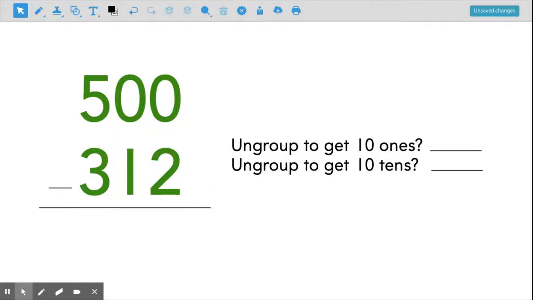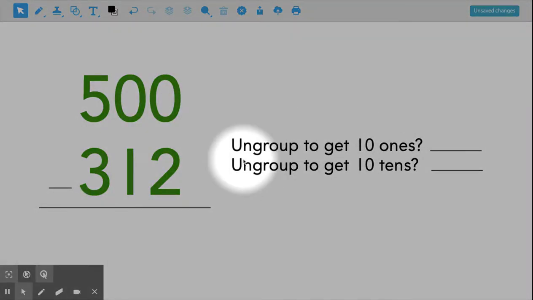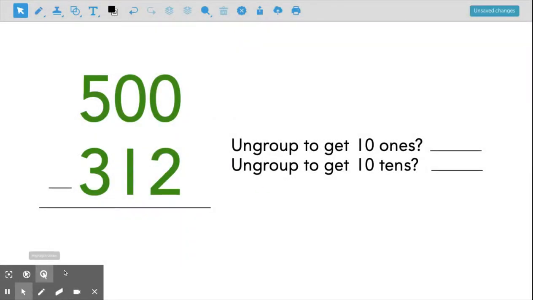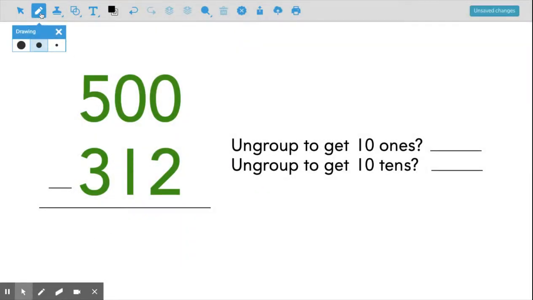All right, so most of your problems today on your assignment are subtraction problems, so we're going to get a little bit of practice with those. A lot of the questions will also ask you these two questions here: ungroup to get 10 ones and ungroup to get 10 tens. This is asking you if on the problem you had to ungroup to get 10 ones or 10 tens. So we'll talk about that as well. Let's solve the problem first.